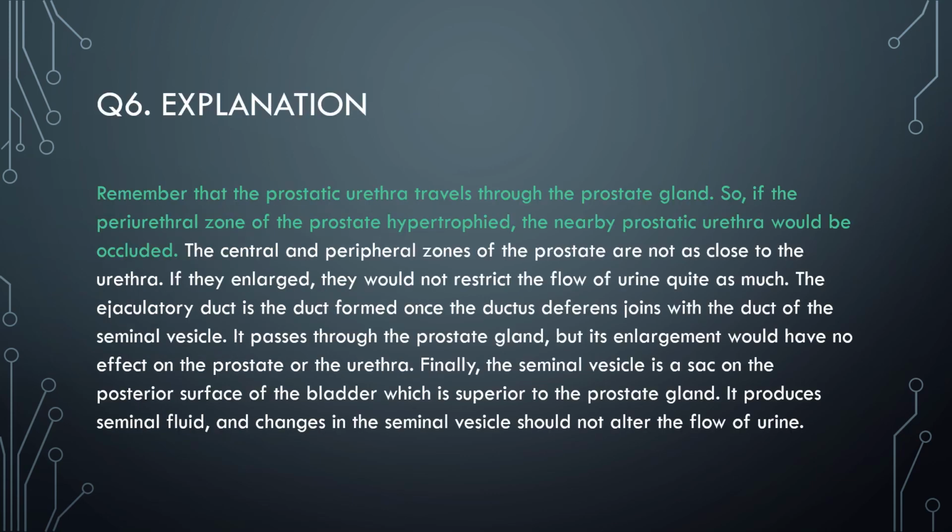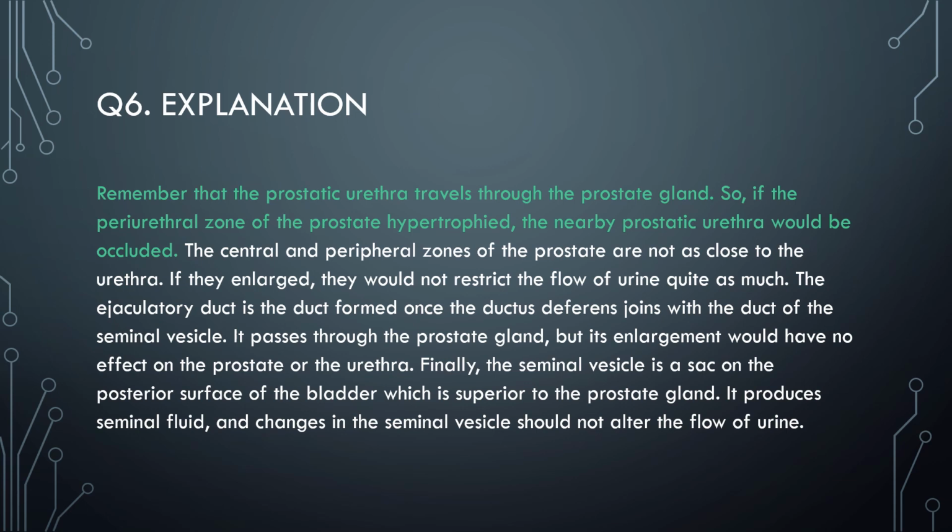Why? Because you have to remember this. Remember that the prostatic urethra travels through the prostate gland. So, if the periurethral zone of the prostate is hypertrophied, the nearby prostatic urethra will be compressed. The central and peripheral zones of the prostate are not as close to the urethra. If they enlarge, they could not restrict the flow of urine quite as much.